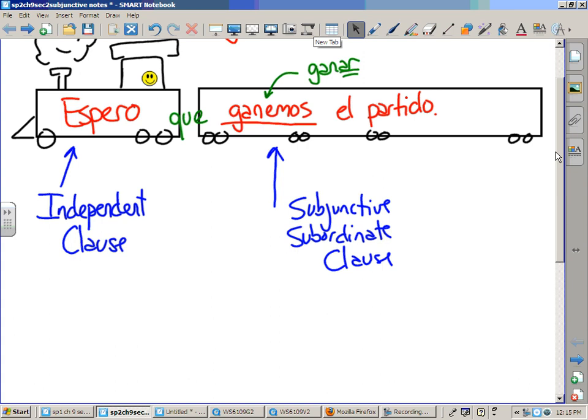So let's just take a second, and would you please turn to a partner and describe to them in your own words, what's the difference between indicative, imperative, and subjunctive sentences? Okay? Go ahead with that, please.